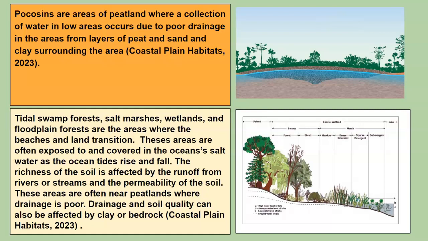Tidal swamp forests, salt marshes, wetlands, and floodplain forests are areas where the beaches and land transition. These areas are often exposed to and covered in the area's salt water as the ocean tides rise and fall. The richness of the soil is affected by the runoff from rivers or streams and the permeability of the soil. These areas are often near peatlands where the drainage is poor. Drainage and soil quality can also be affected by clay or bedrock.